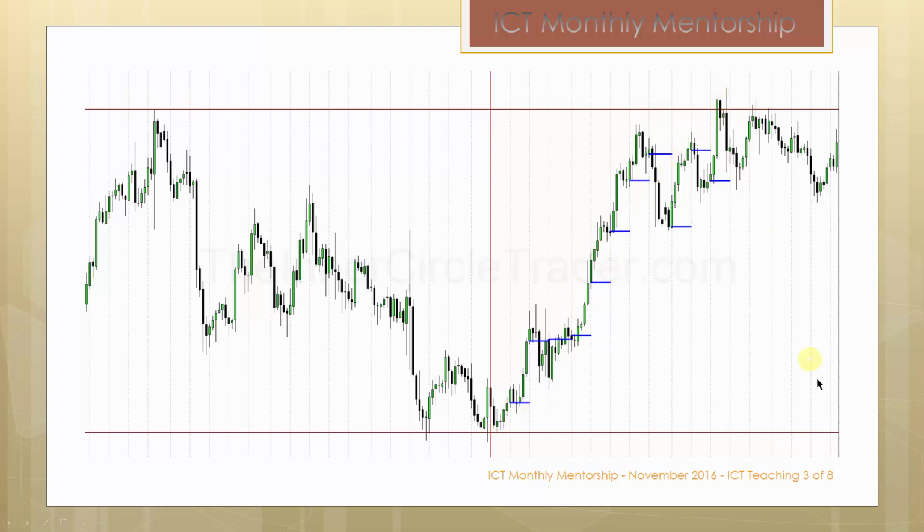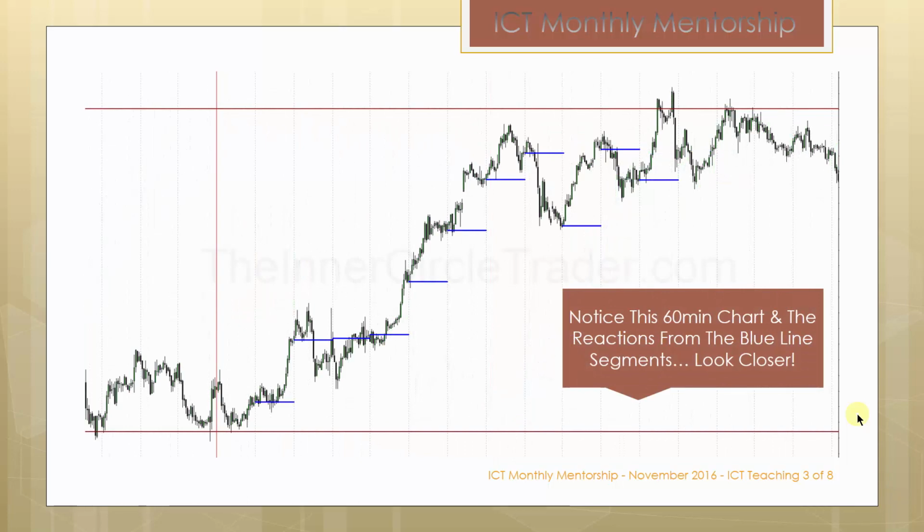And we're going to look at institutional sponsorship throughout the entire price swing. You probably already noticed there are some blue line segments on there. So we're going to start talking about some super secret sauce. We're looking at now a 60-minute chart. And I want you to take a look at the reactions that happen from the blue line segments. I want you to look at it real close.